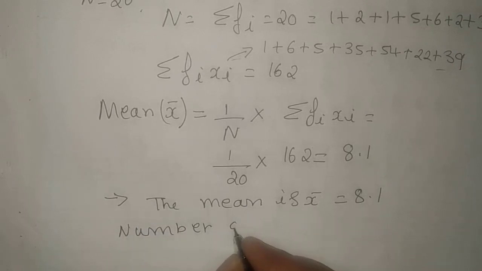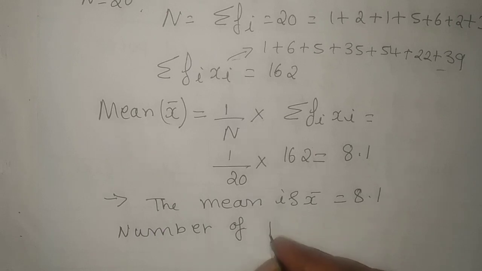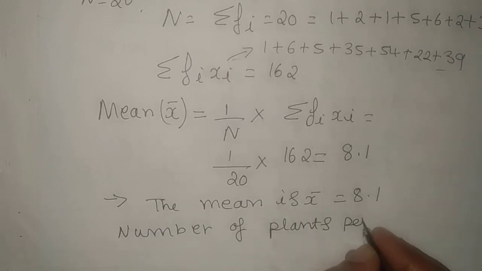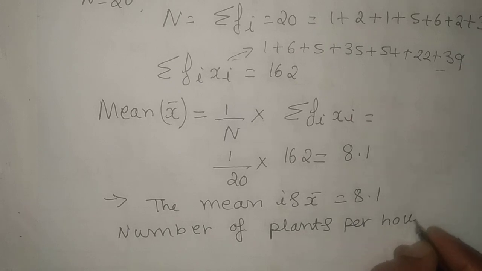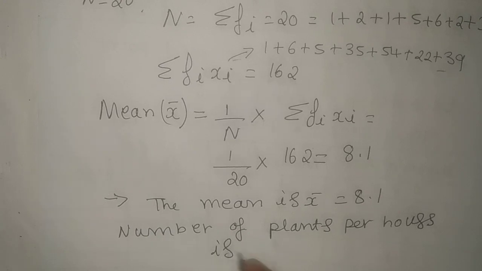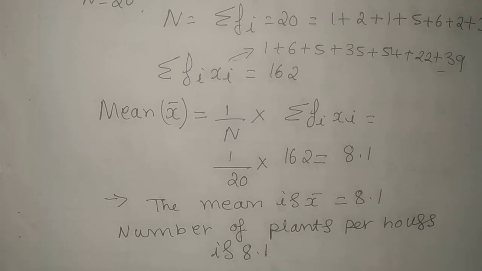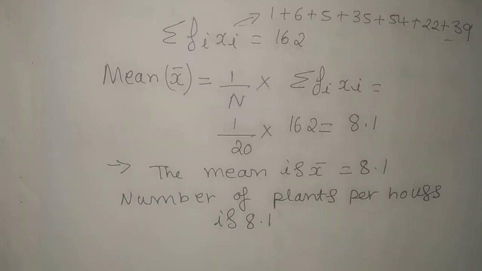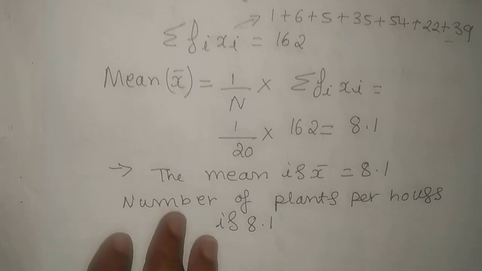The number of plants per house is how much? It is 8.1. So this is how to calculate the mean.